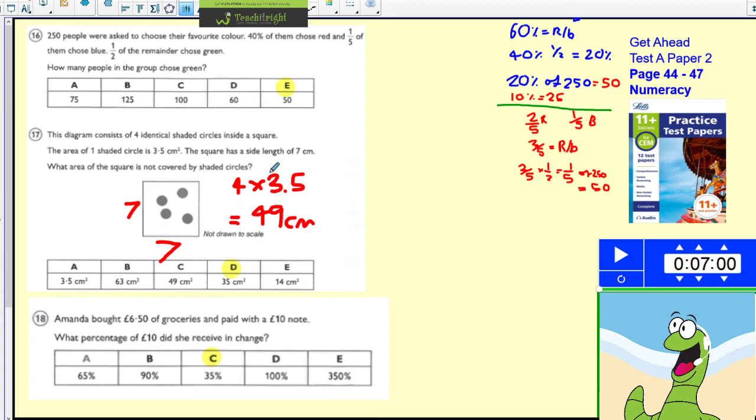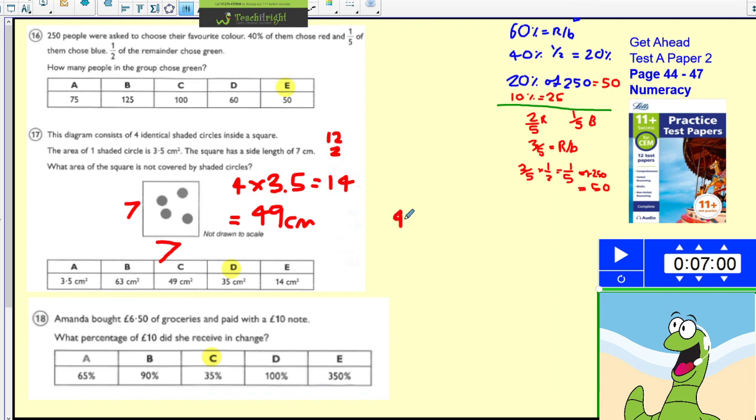But I now need to take away the shaded area, which, as I guessed, there are 4 circles each with this area. If I work out what that is and take it away, I'll end up with my answer. So 4 times 3 is 12, so just remember that. And half of 4, or 4 times 0.5, is 2. So that means 4 times 3.5 is 14. Again, you see I'm splitting it up. So 4 times 3 is 12, 4 times half, or half of 4, is 2. Add them together to get 14.